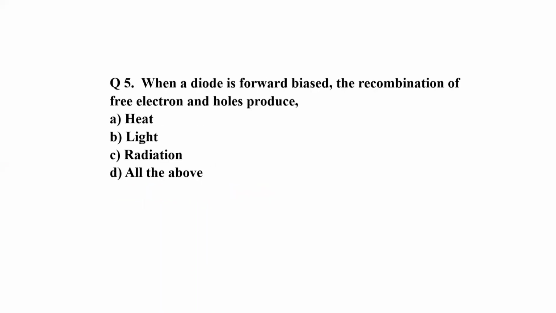In this question: when the diode is forward biased, the recombination of free electrons and holes produces. We know that when the diode becomes forward biased, there is a breakage of the depletion layer. This condition occurs because of the increase in temperature, the increase in light and radiation. So the answer definitely goes to all of the above.